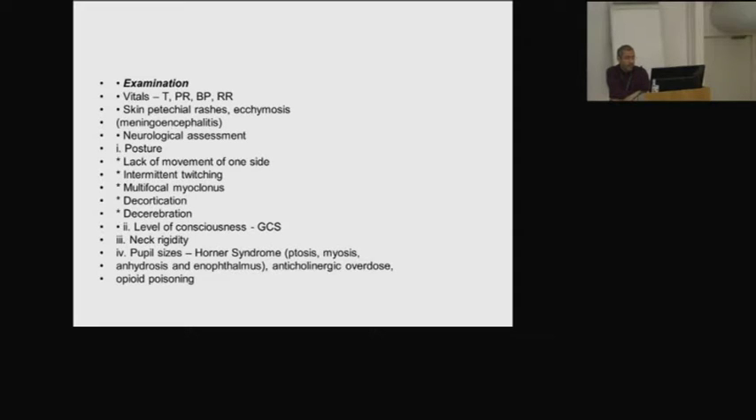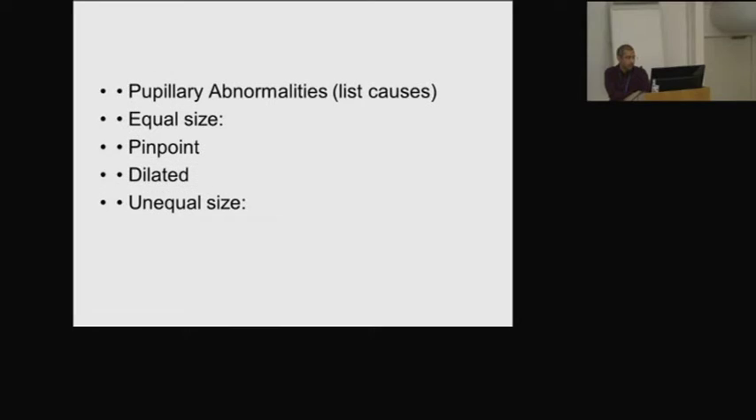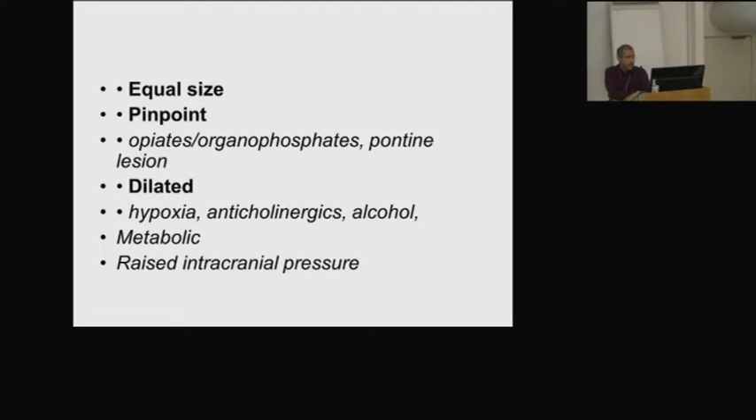Assessment of their pupils and eyes is important. Again, they can be clues. Do they have a Horner syndrome? You can get Horner syndrome in association with cervical artery dissection, for example. Do they have dilated pupils, which might suggest an overdose of anticholinergic medication? Do they have pinpoint pupils, which may suggest opioid poisoning? So those are the kind of things to look for when you look at the pupils.